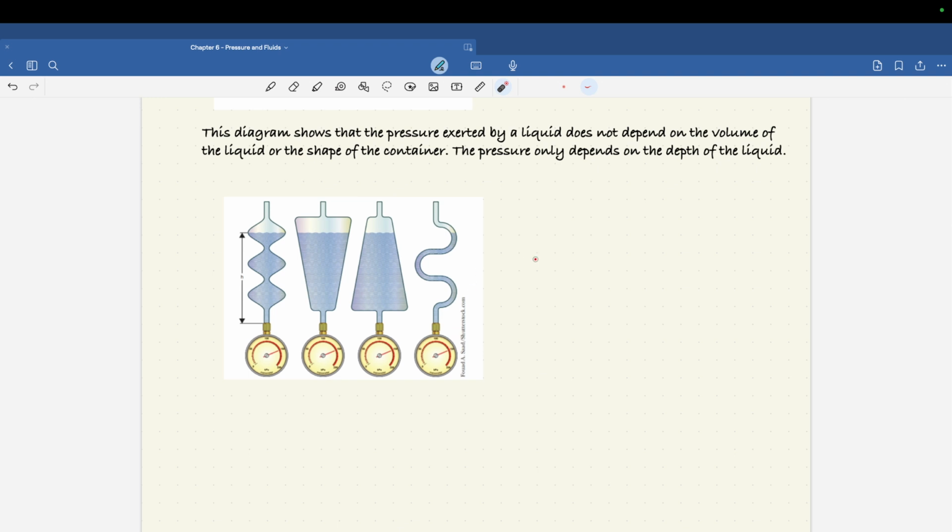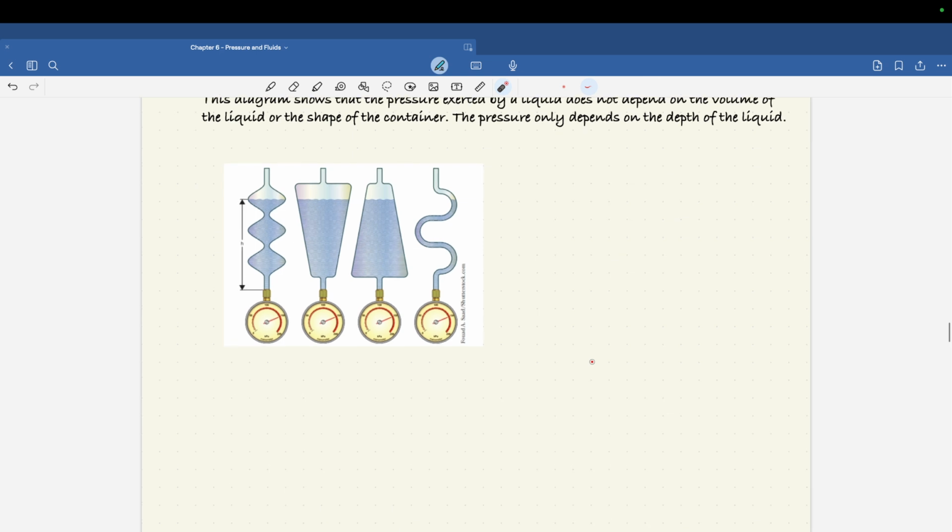Why? Because it only depends on the density. If the liquid is the same, then you have the same density, g and h. So it only depends on the height and the type of liquid. As long as this is the same liquid, like either water in all the 4 or any other liquid, as long as the liquid is the same and the height is the same, no matter how much fluid you have or what the shape of the container is, doesn't matter. The pressure exerted will be the same.